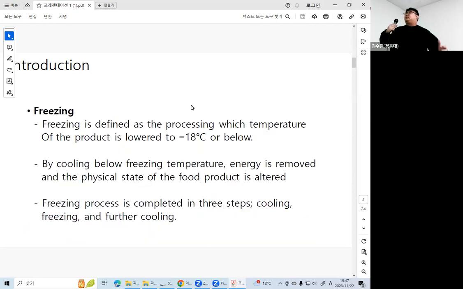This page is the definition of freezing. Freezing is defined as a process in which the temperature of the product is lowered to minus 18 degrees Celsius or below. By cooling below freezing temperature, energy is removed and the physical state of the food product is altered. The freezing process is completed in three steps: cooling, freezing, and further cooling.